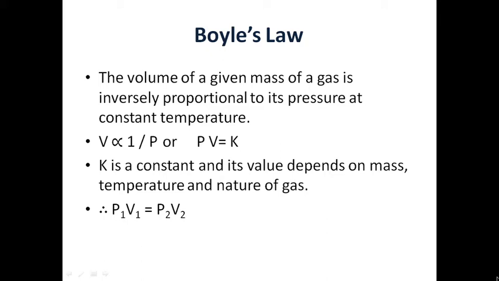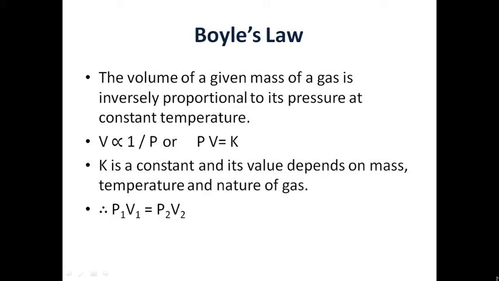The volume of a given mass of a gas is inversely proportional to its pressure at constant temperature. That means if we keep the temperature of a gas constant, its pressure is inverse to its volume. If we increase the pressure, volume will decrease. If we decrease the pressure, volume will increase. They have an inverse relation to each other. The equation is V is inversely proportional to P, or we can say P into V is constant.